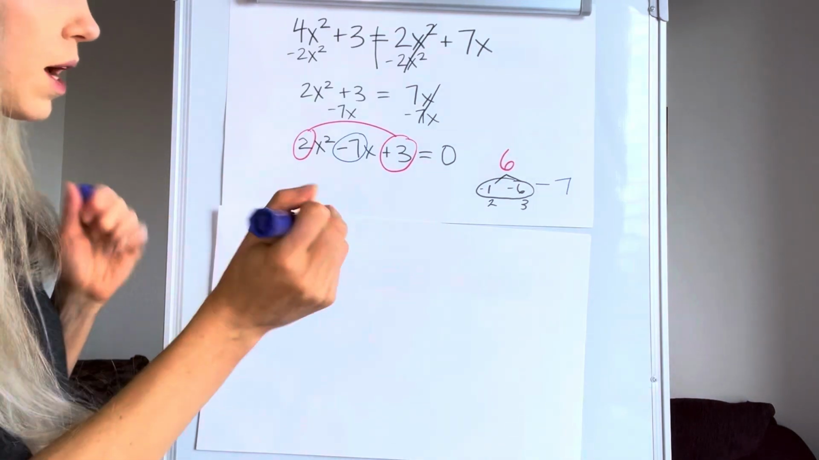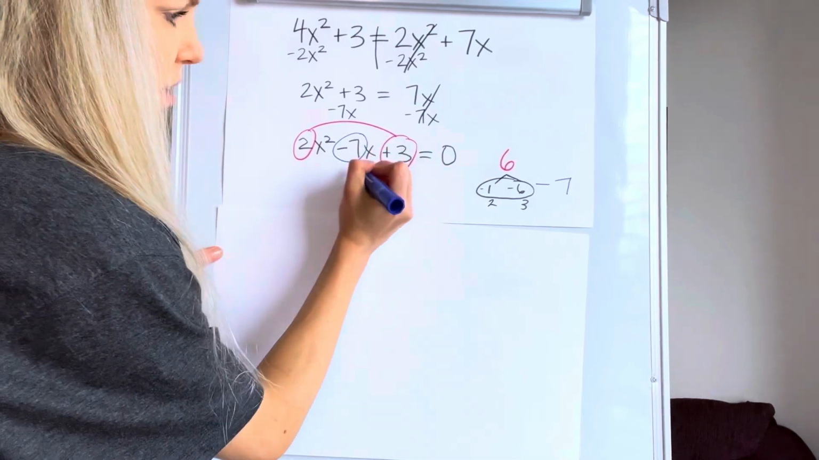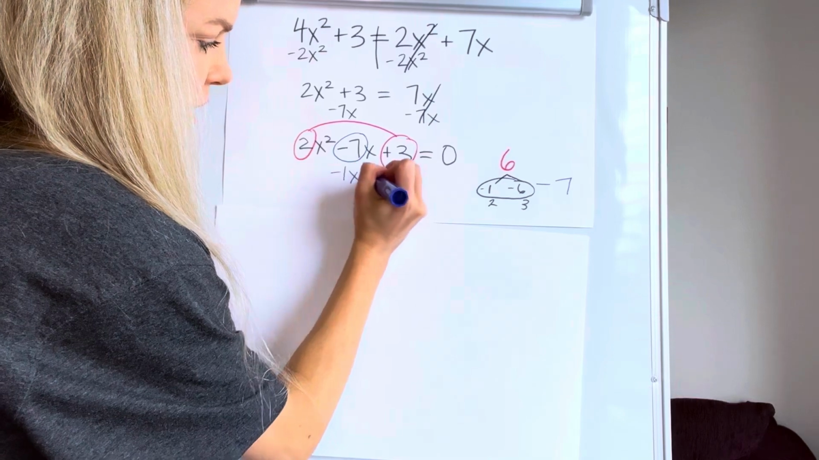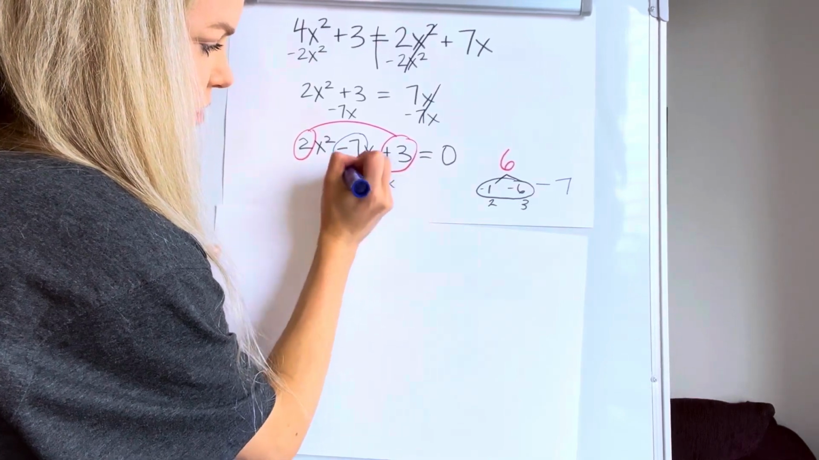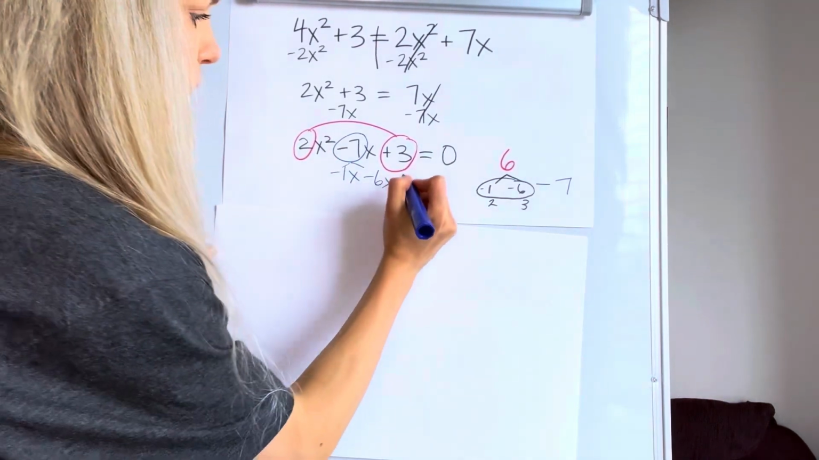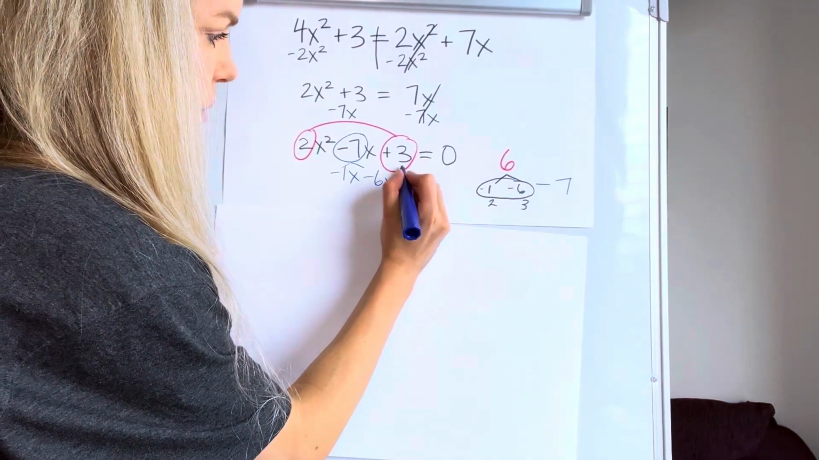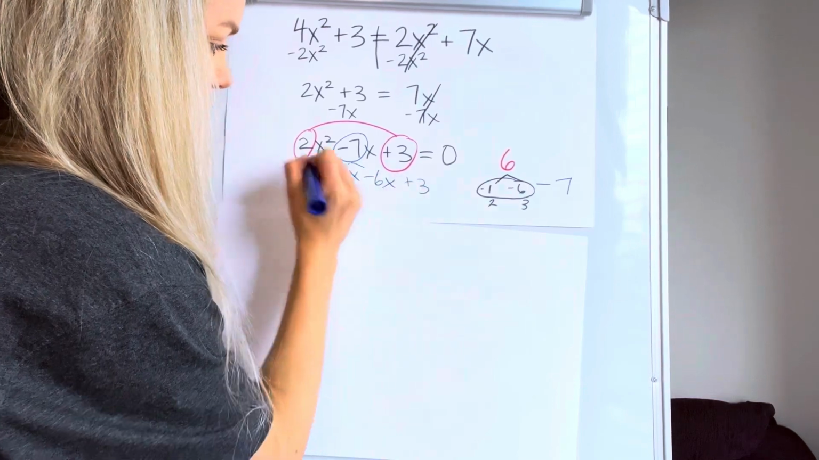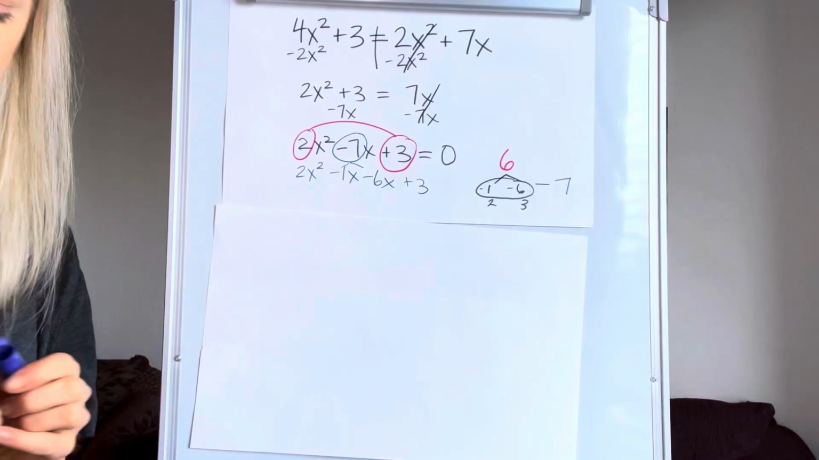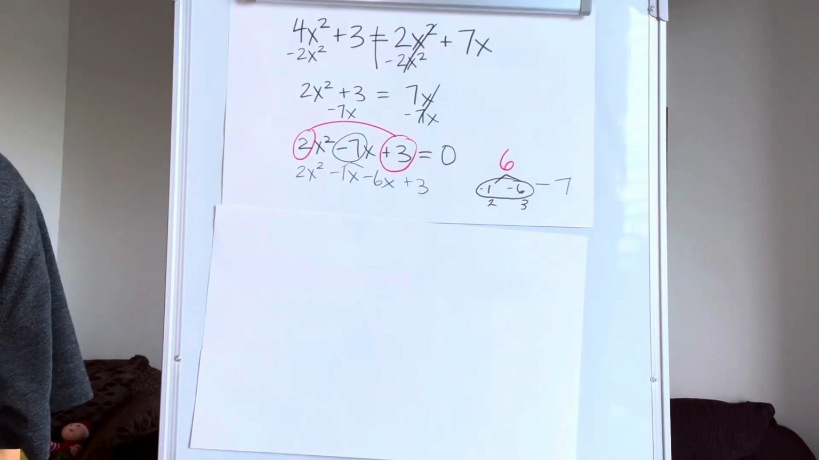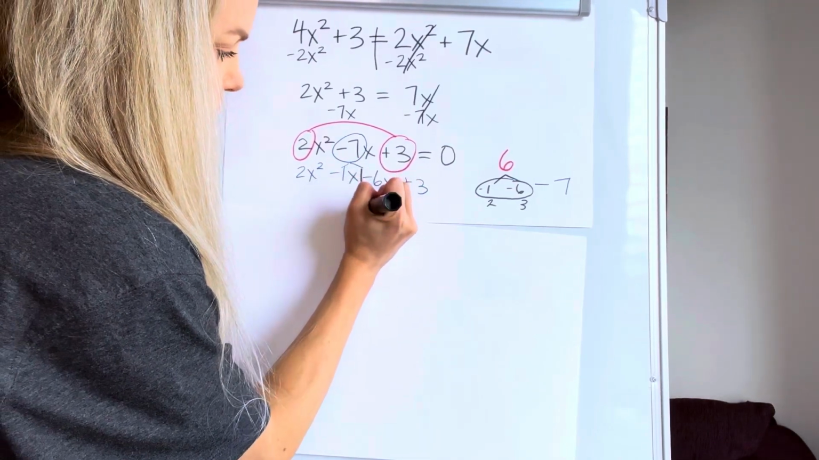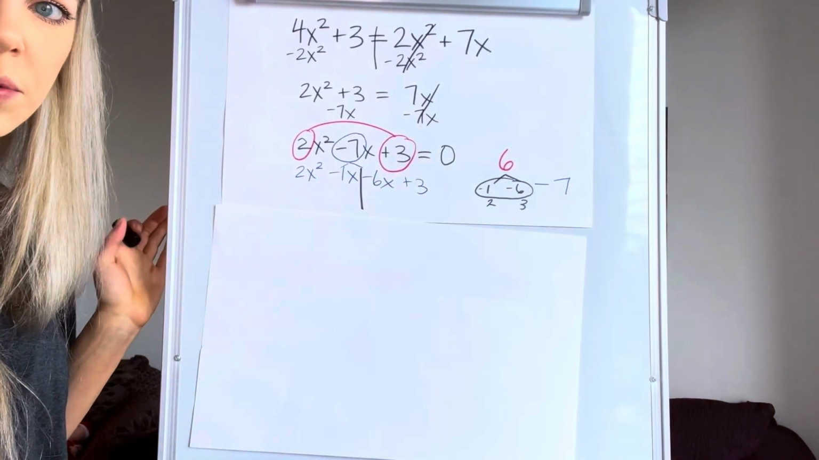You use those magic numbers to split apart this -7x into -1x and -6x. It's called splitting the middle. That's why we needed it to add to -7. And then we can bring down this +3 and then bring down the 2x squared. And so we have 4 terms now. Now that we have 4 terms, we're going to divide it down the middle so that we can factor 2 at a time, factoring by grouping.